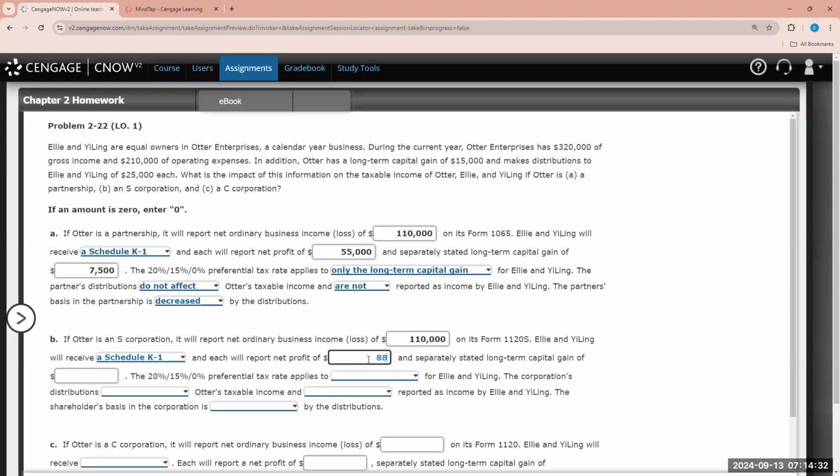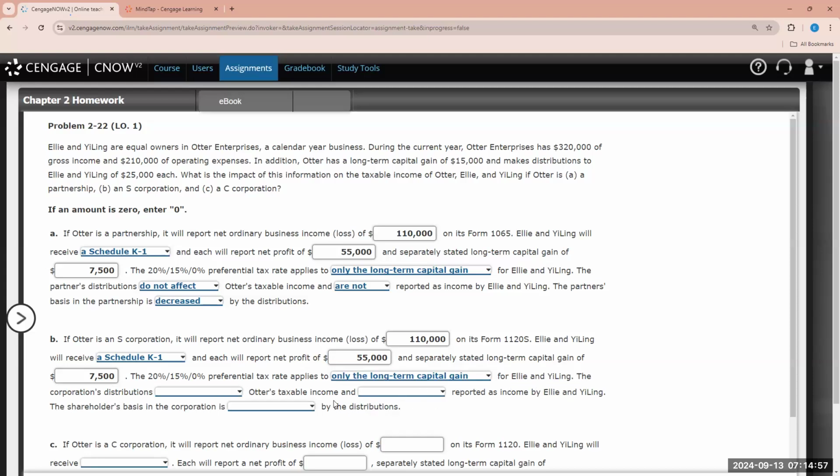They are 50% owners. So 50-50. And separately stated long-term capital gain of 7,500. So next it says the 2015 0% preferential tax rate applies to this long-term capital gains rate, it only applies to long-term capital gains for Ellie and Yeelan. The corporate distributions do not affect Otter's taxable income, and they are not reported as income by Ellie and Yeeling.